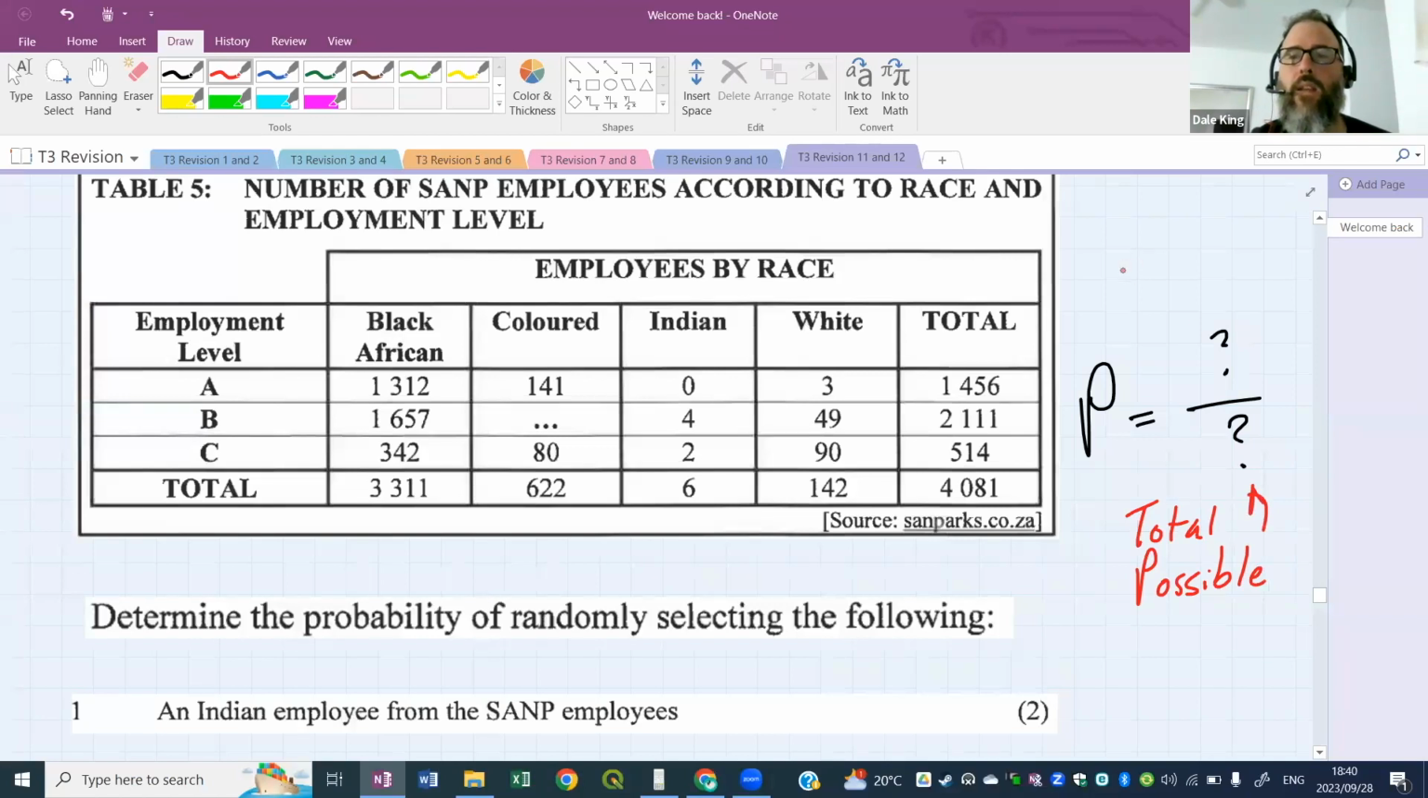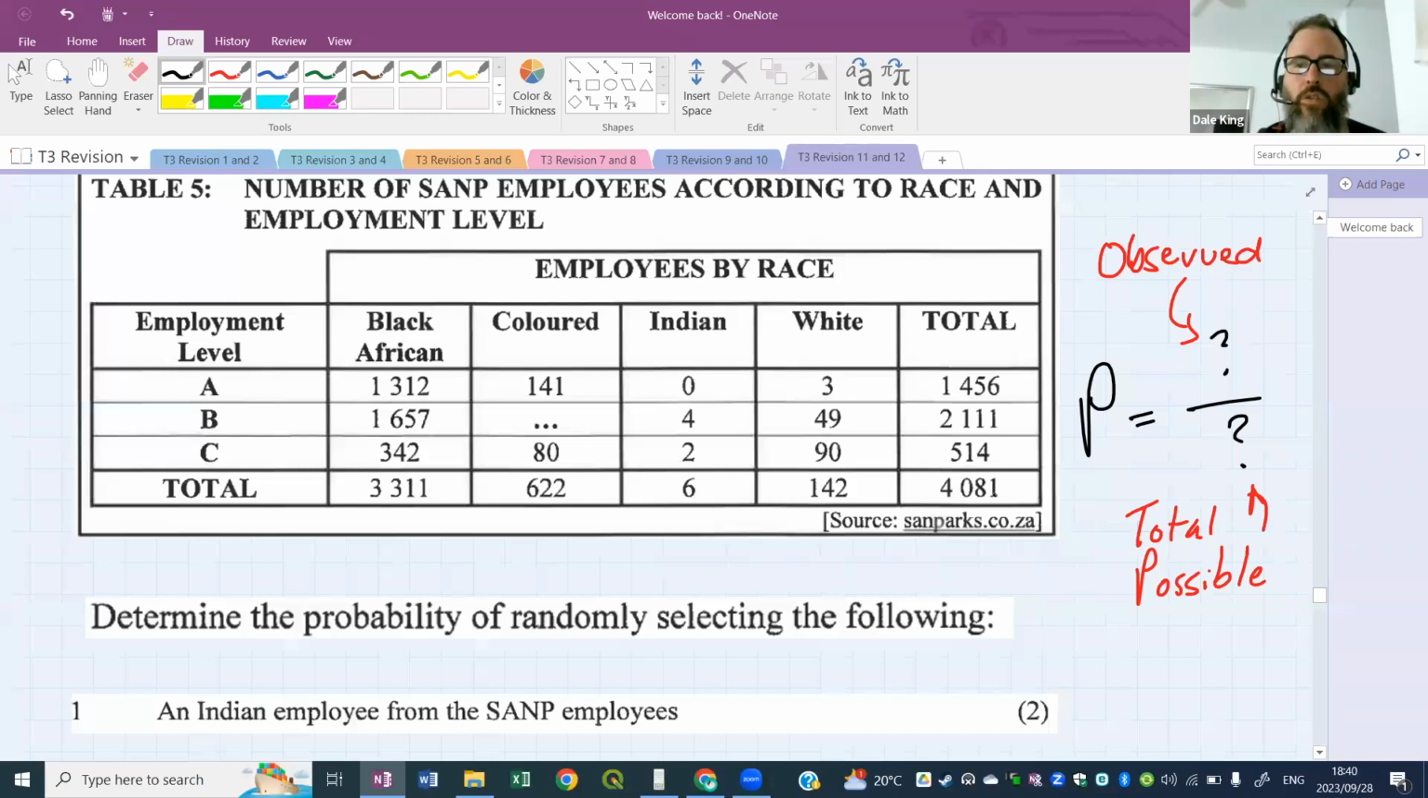And then you get observed, what you saw or what they're asking. That goes at the top. Ben, yes, you're too fast for me. So it says determine the probability of randomly selecting an Indian employee from the SANP employees. So an Indian person from all of them.